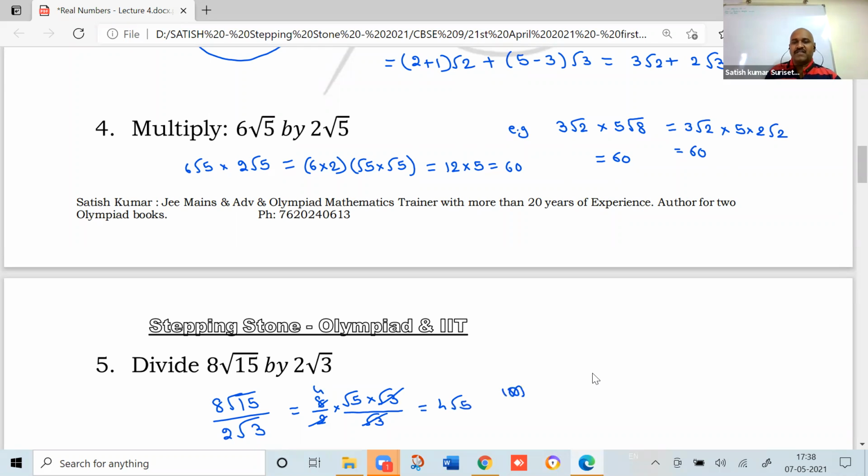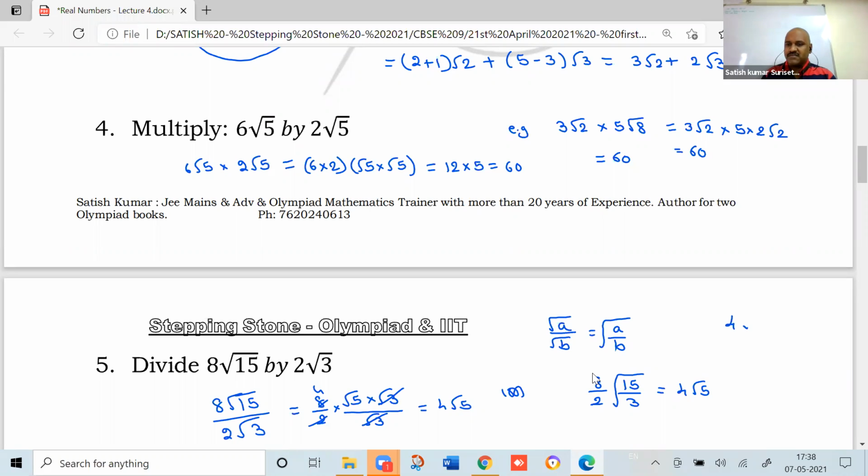So 4 root 5. Another method is, if you remember the property, that is root a upon root b equal to root of a by b. This you can apply here. That is 8 upon 2 into root of 15 upon 3. That is root a upon root b is root of a by b. So that means 8 by 2 becomes 4 and 15 by 3, 5. So root 5. So 4 root 5. Are you understanding, all of you? Yes, sir. Yes.